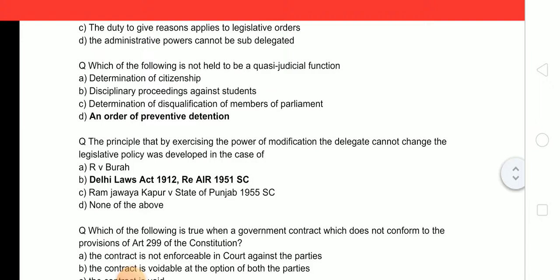Next question, which of the following is not held to be quasi-judicial function? Answer is, an order of preventive detention is not considered quasi-judicial, while determination of citizenship, disciplinary proceedings against student, determination of disqualification of member of parliament are held to be quasi-judicial functions. Next question is, the principle that by exercising the power of modification the delegate cannot change the legislative policy was developed in the case of? Answer is Delhi Laws Act case.